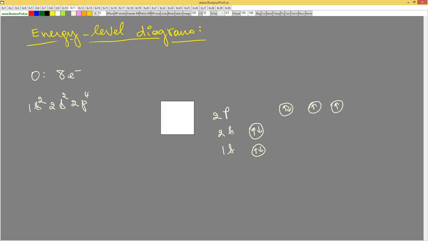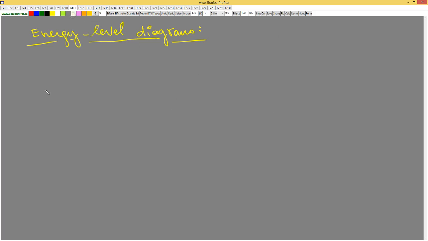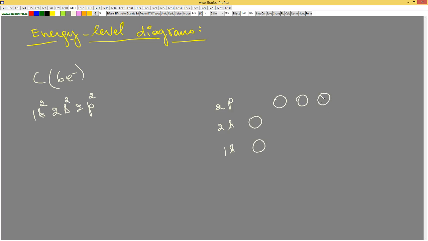Last, I'm going to do the carbon, because it is very important. Carbon has how many electrons? 6 electrons. What is its configuration? 1s2, 2s2, 2p2. So what will be its diagram? 1s, 2s, 2p. How many rooms do I have? Only 1 room on s, and 3 rooms in p. 1s2 is up and down, and 2s2 also. In 2p I have only 2 electrons, so one will take 1 room, the other will take another room, and the third room will be empty.